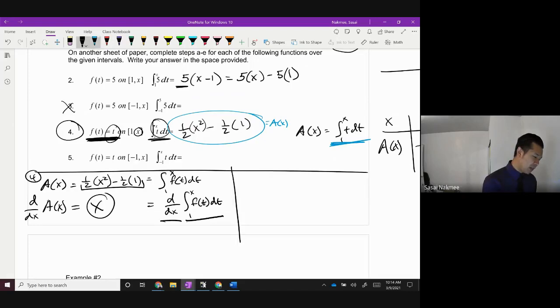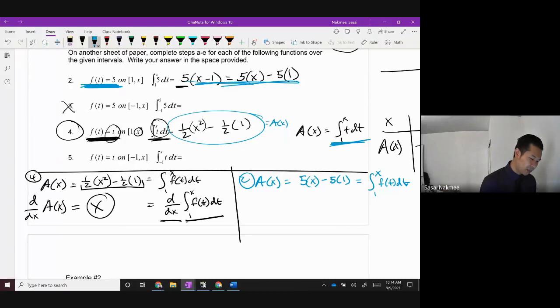If I go back to number 1, right? The area of x for that one was equal to 5 times x minus 5 times 1, right? That's what this guy was up here. But again, this is equal to the integral from 1 to x of f of t dt. But f of t dt for number 2, I'm sorry, not number 1, number 2, right here, was just equal to 5.